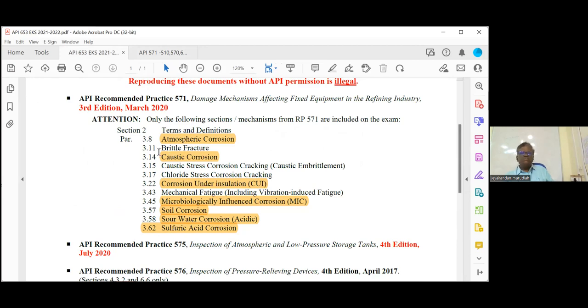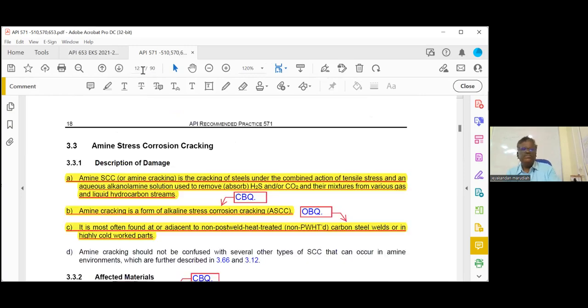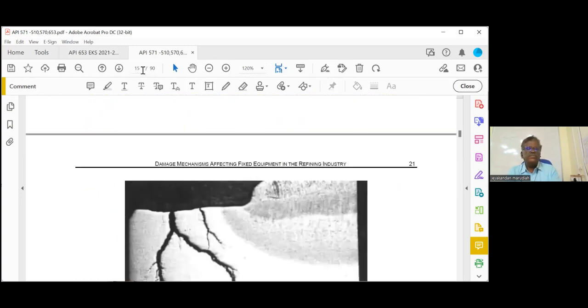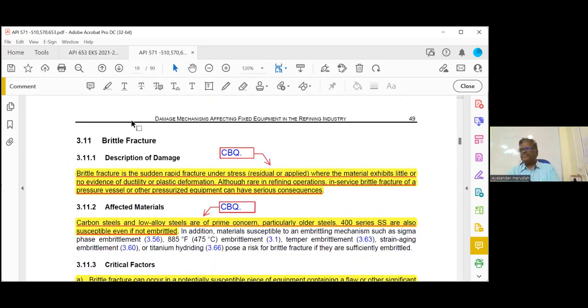Now we will start from brittle fracture. Please take the brittle fracture section. Now we will go continuously, page number 49. Now, a very important damage mechanism: brittle fracture. What is the definition of brittle fracture? Sudden rapid failure without plastic deformation. That means there will be no elongation. It will break straight. That is called a brittle fracture.